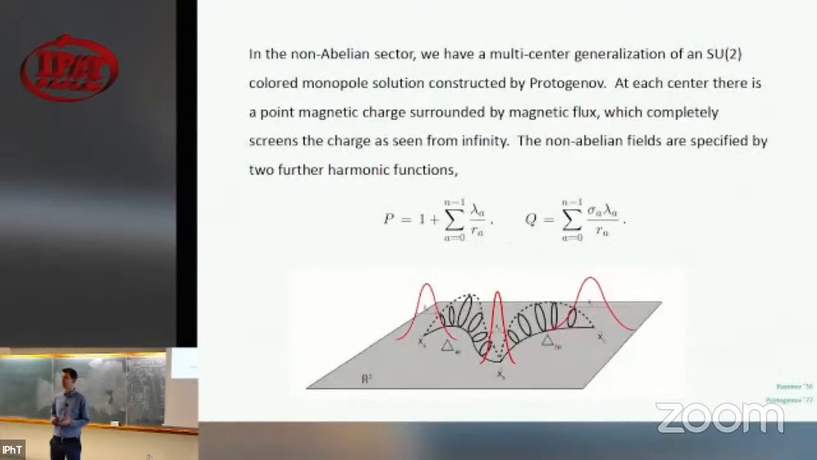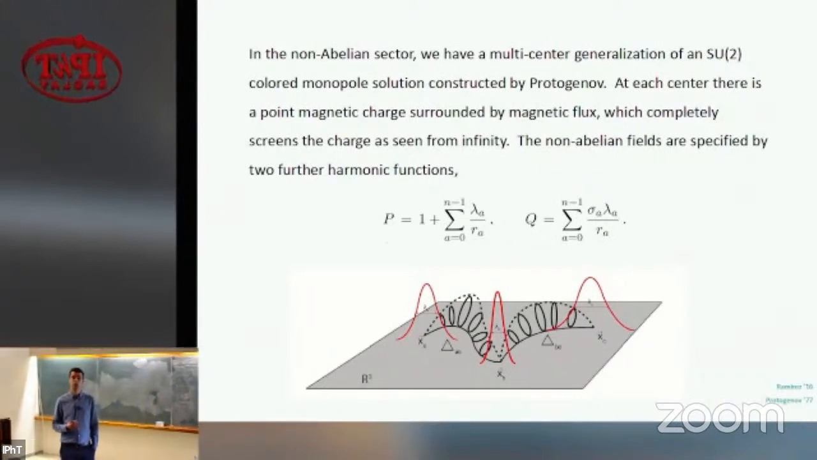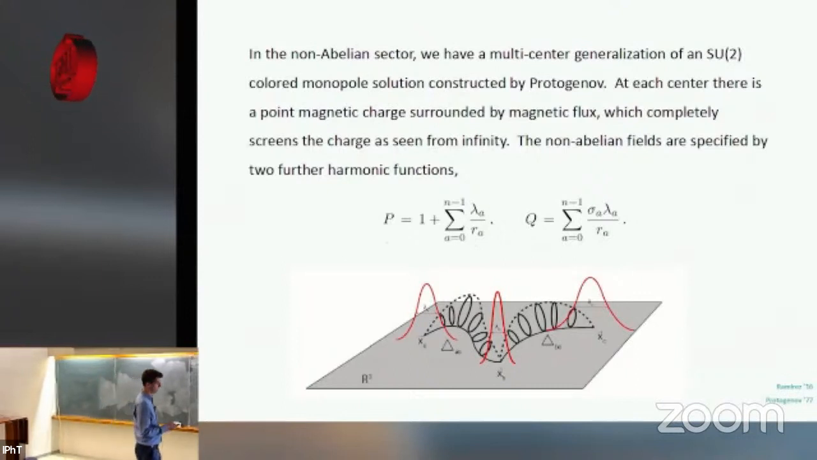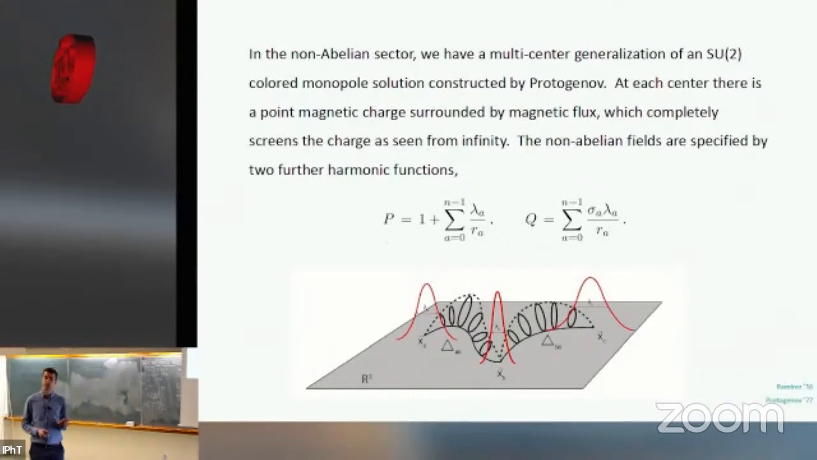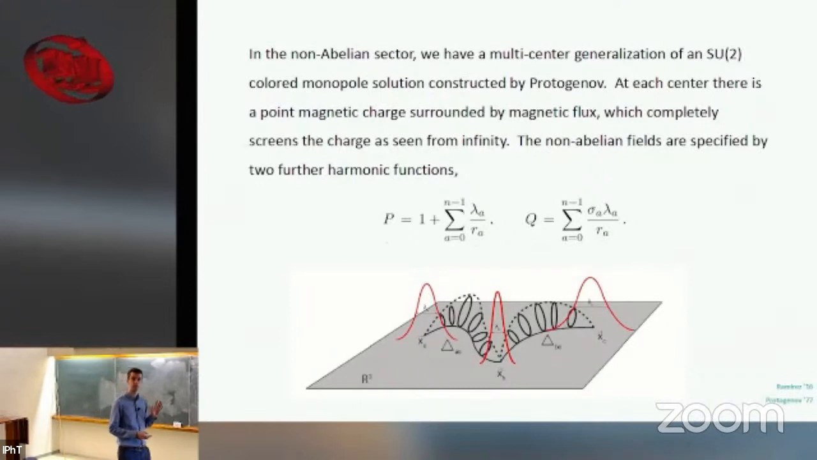As I said, I'm working slightly more generally than that. So we'll also have a non-abelian sector. And in the non-abelian sector, we'll have a kind of monopole type configuration. It's a multi-center generalization of an SU2 colored monopole solution. And you can think of it in simple terms as follows. At each of the Gibbons-Hawking centers, where we have the topology of the Gibbons-Hawking function, there's also an SU2 colored monopole where there's a point charge surrounded by a cloud of magnetic flux, which effectively screens completely this magnetic charge as seen from infinity.